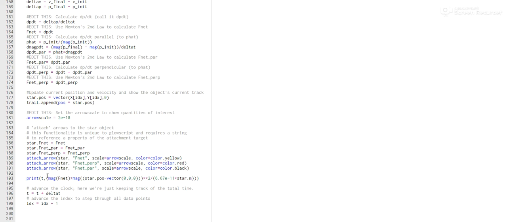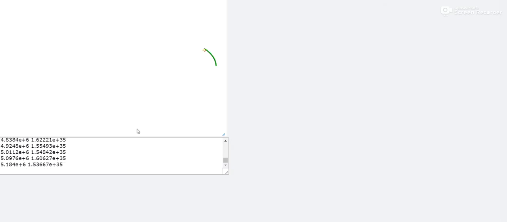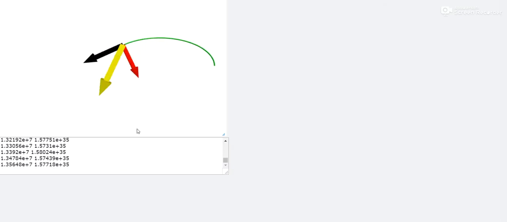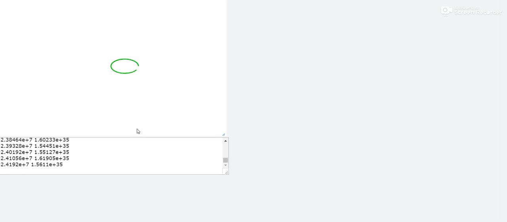Finally, I printed the time and the mass of the black hole for each iteration. When the program is run, it shows the arrows representing the different components of momentum in a circular orbit, and down here it prints the time and the mass of the black hole during each interval.